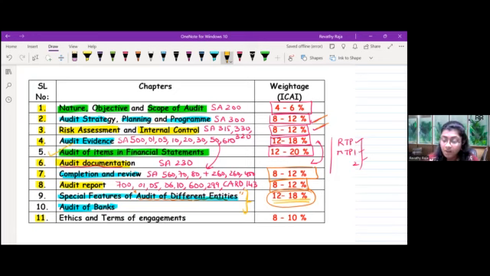Okay. Now, towards the end, we have ethics and terms of engagement, which is nothing but SA 210, 220, and SQC 1. So that's the entire syllabus, chapter number 1 to 11.